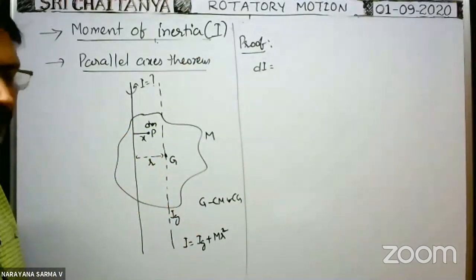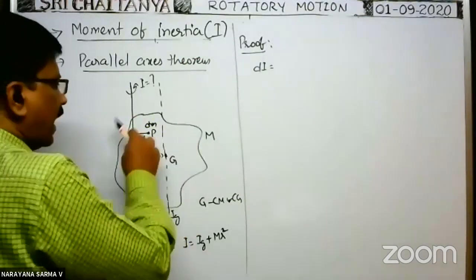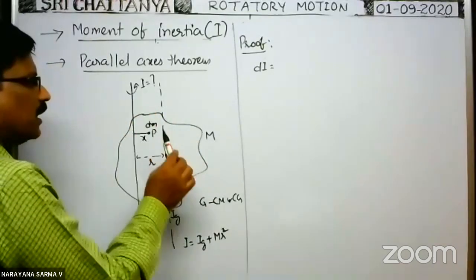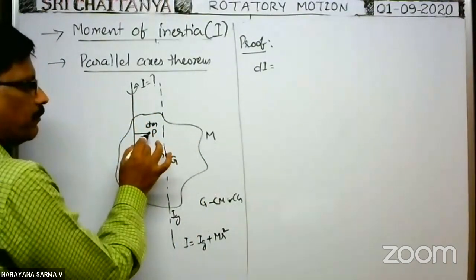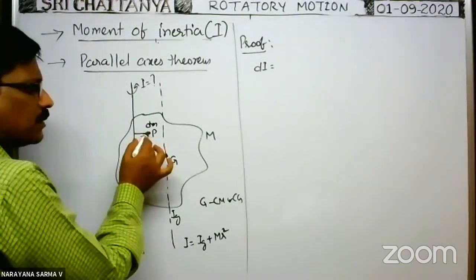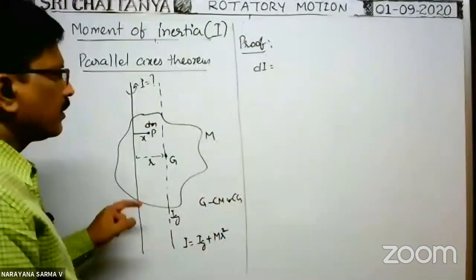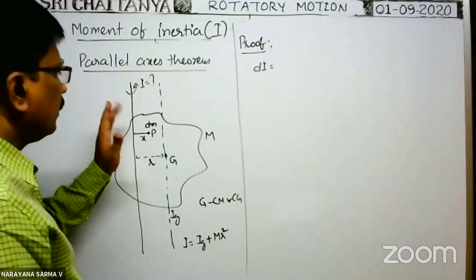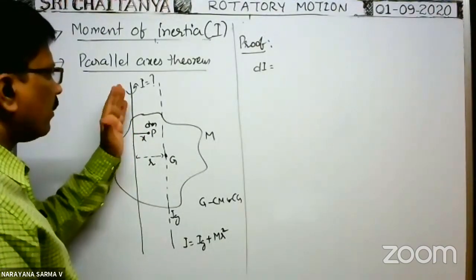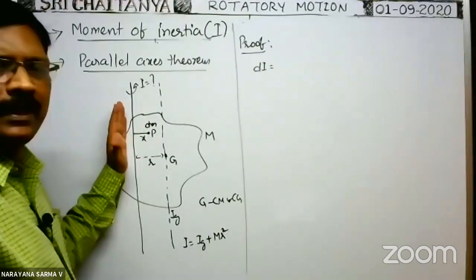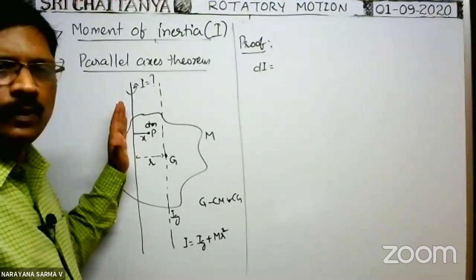You listen carefully. Here, the rigid body is composed of so many particles. You consider one particle, having mass, say, dm. As a particle, it has negligible mass, that's why the mass is dm. It is at a perpendicular distance x from this given axis. Then what is the moment of inertia of this particle about the given axis? Tell me. dm into x square.